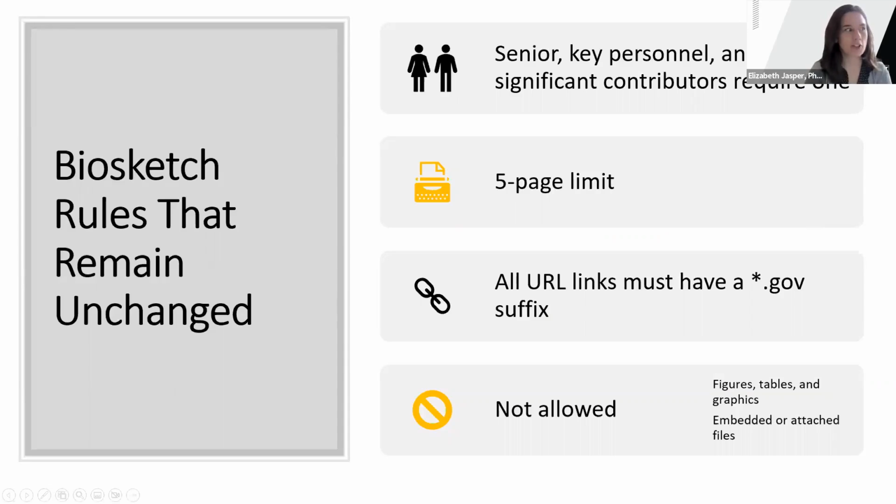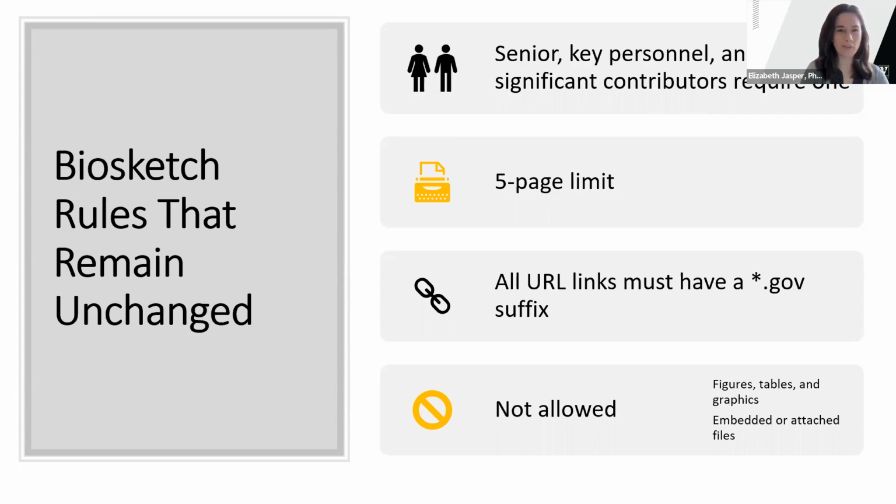So what hasn't changed? Again, all senior key personnel and other significant contributors to your project need to submit a biosketch. There's still the 5-page maximum limit per person. And in general, hyperlinks and URLs are only allowed when specifically noted in the funding opportunity announcement or the form field instructions. The use of hyperlinks is really typically limited to citing relevant publications in the biosketch and publication list.